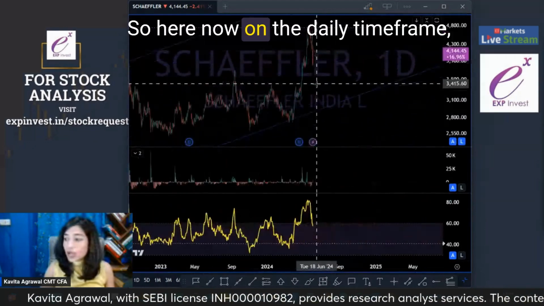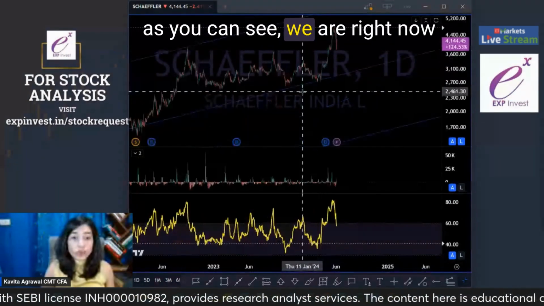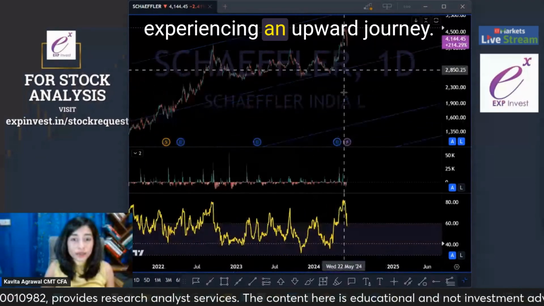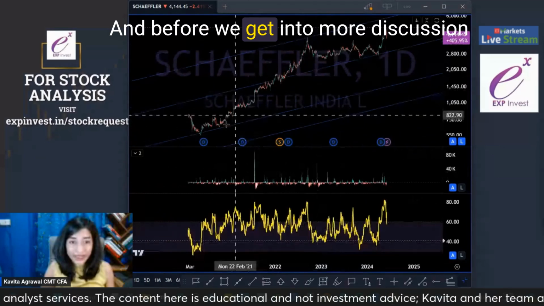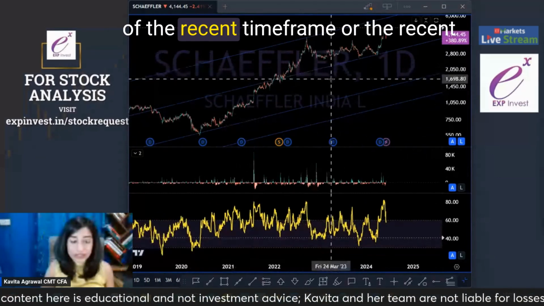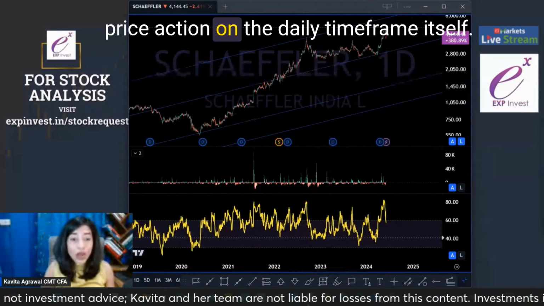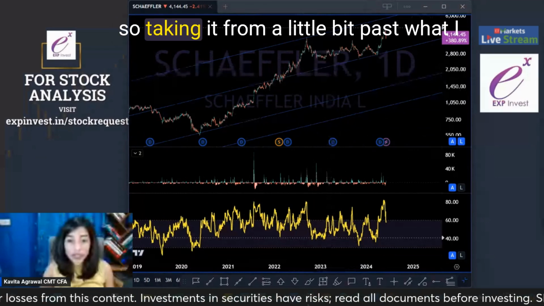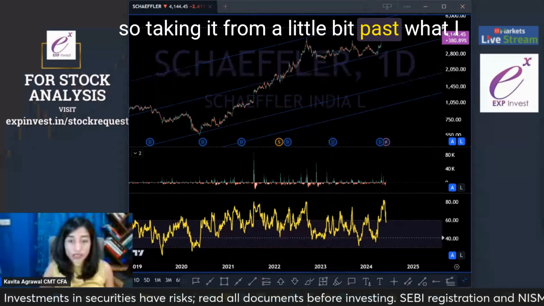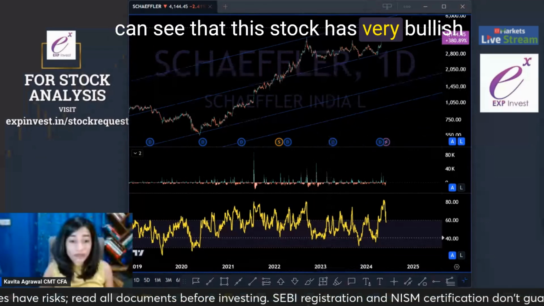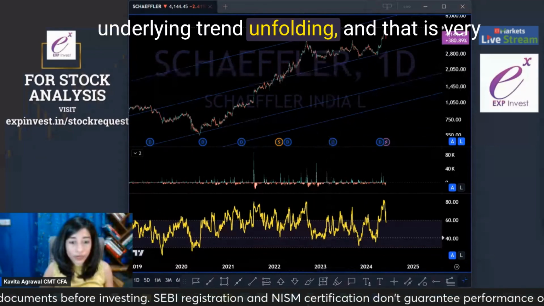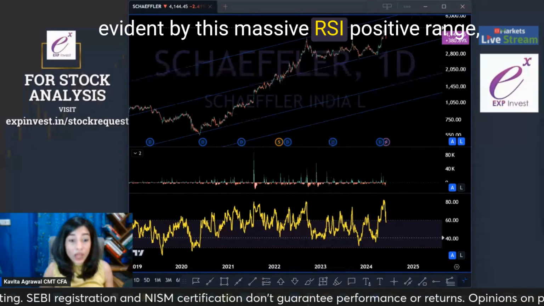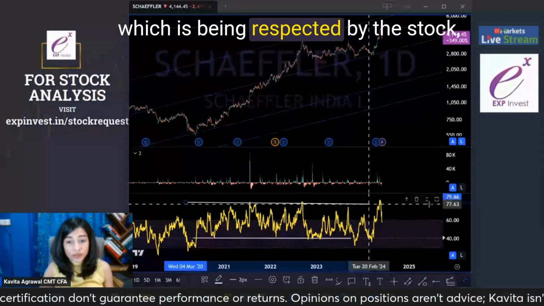So here now on the daily time frame, as you can see, we are right now experiencing an upward journey. And before we get into more discussion of the recent price action on the daily time frame itself, I want us to observe this RSI activity. Taking it from a little bit past, I can see that this stock has a very bullish underlying trend unfolding, and that is very evident by this massive RSI positive range which is being respected by the stock.